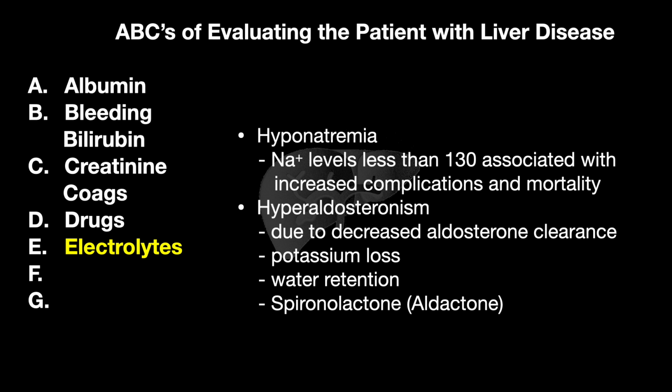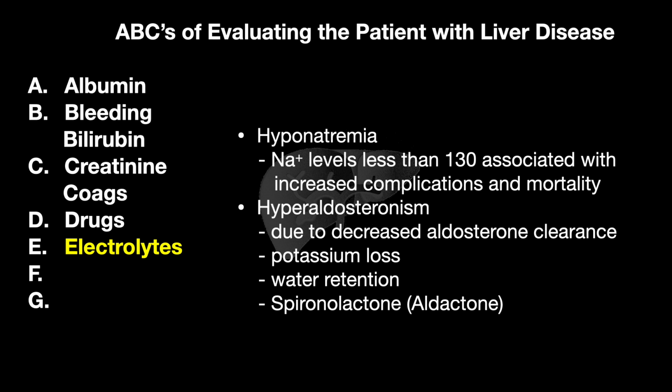E is for electrolytes. Patients with advanced liver disease are predisposed to have electrolyte abnormalities. Hypoalbuminemia and portal hypertension may predispose patients to hyponatremia. In patients with cirrhosis and ascites, serum sodium levels below 130 millimoles per liter should be treated. Hyponatremia is also associated with increased rate of complications and mortality in cirrhosis. Hyponatremia management is a bit controversial, but often involves fluid restriction or diuretics.